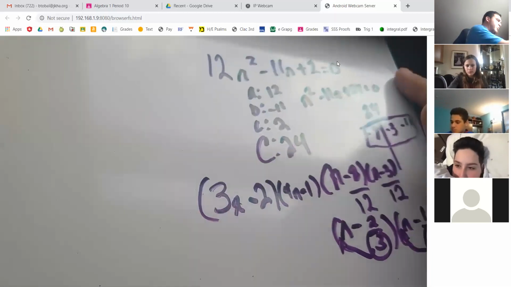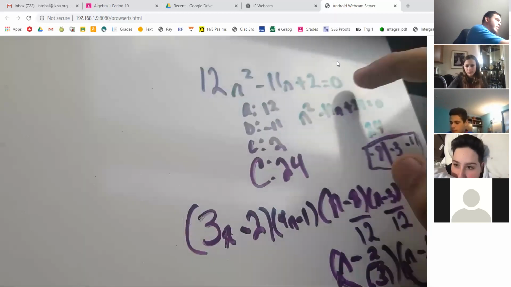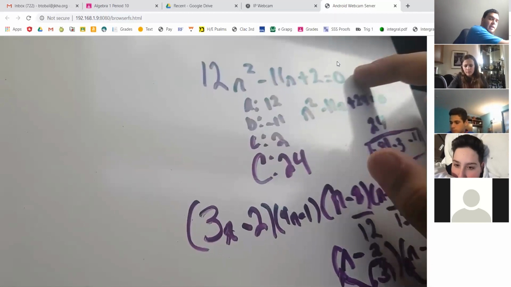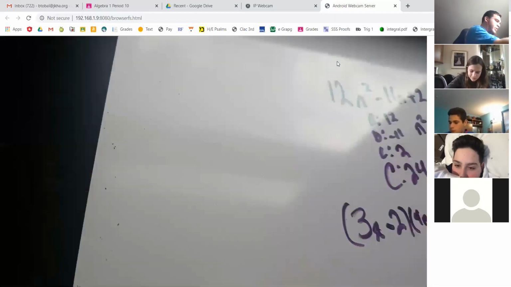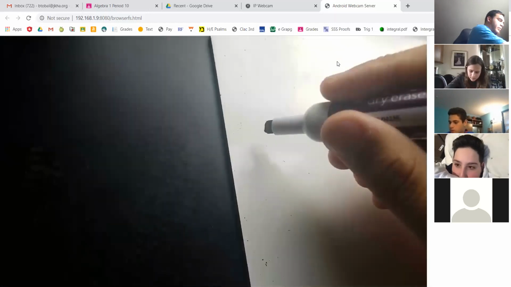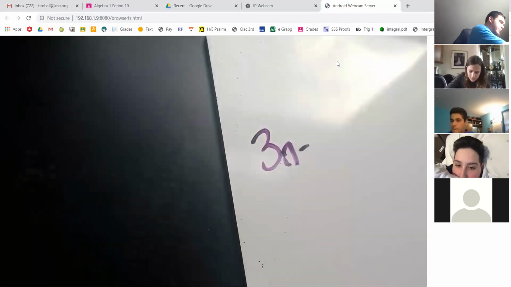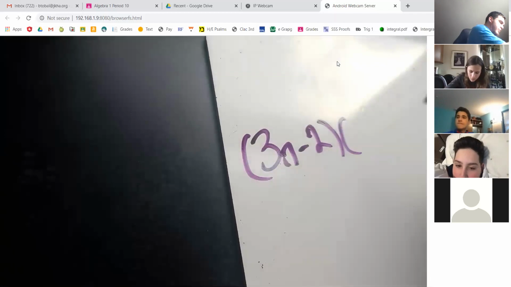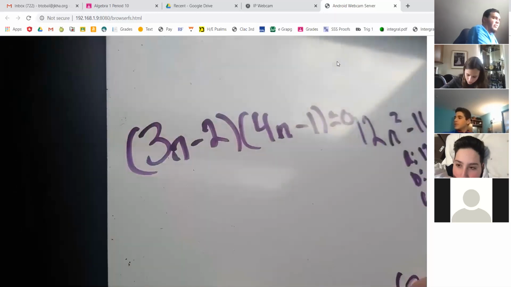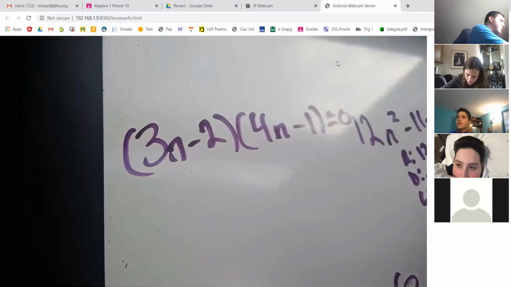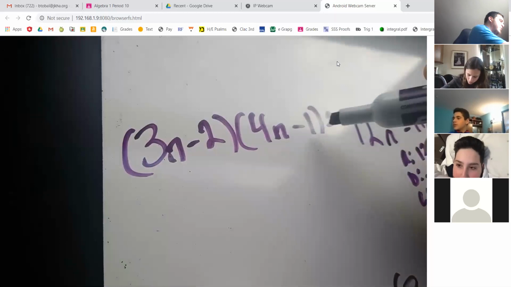But here, there's also one more thing. This one was an equals 0 problem. And because it equals 0, we have to finish it off. So I'm just going to rewrite 3n minus 2 and 4n minus 1, to give a little bit more clean space. You don't have to rewrite it again. But you're going to set it equal to 0.